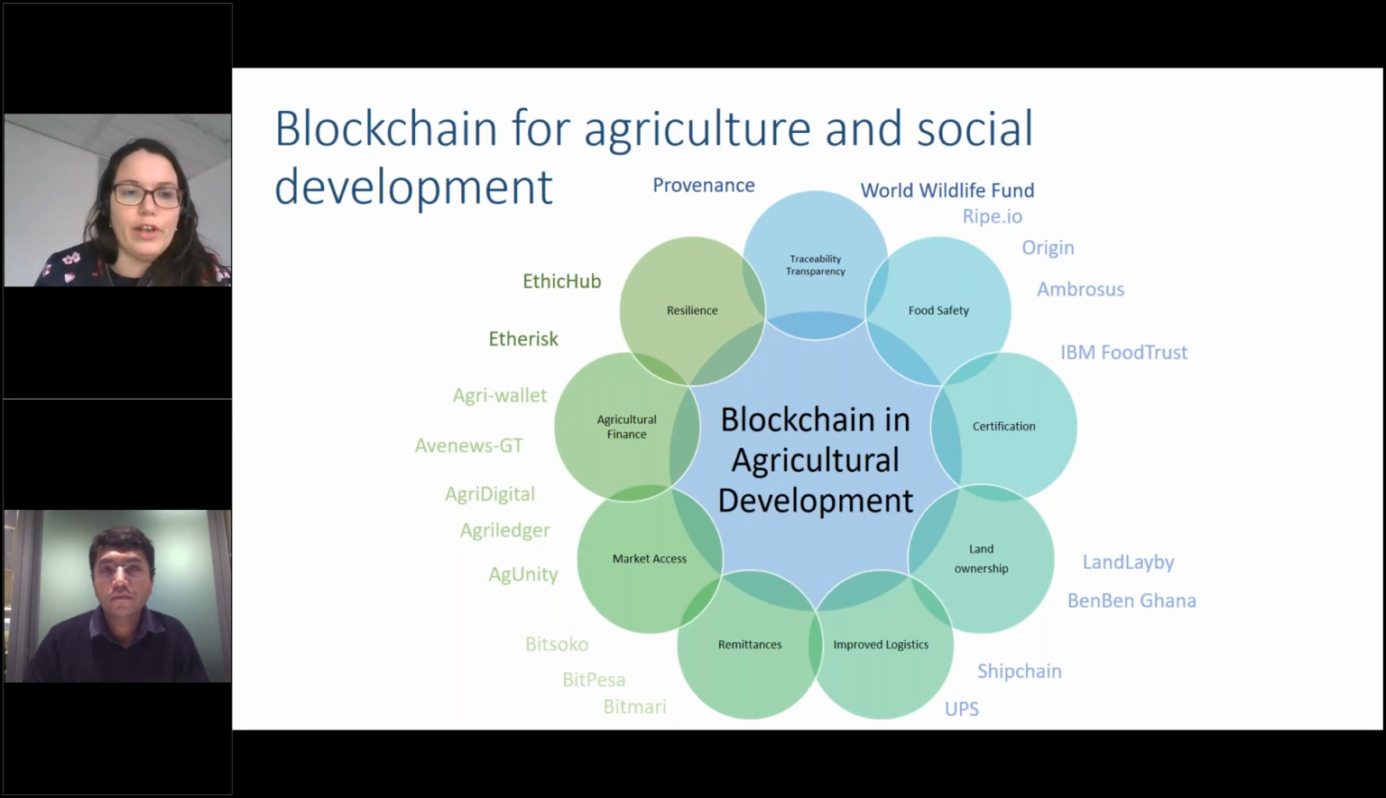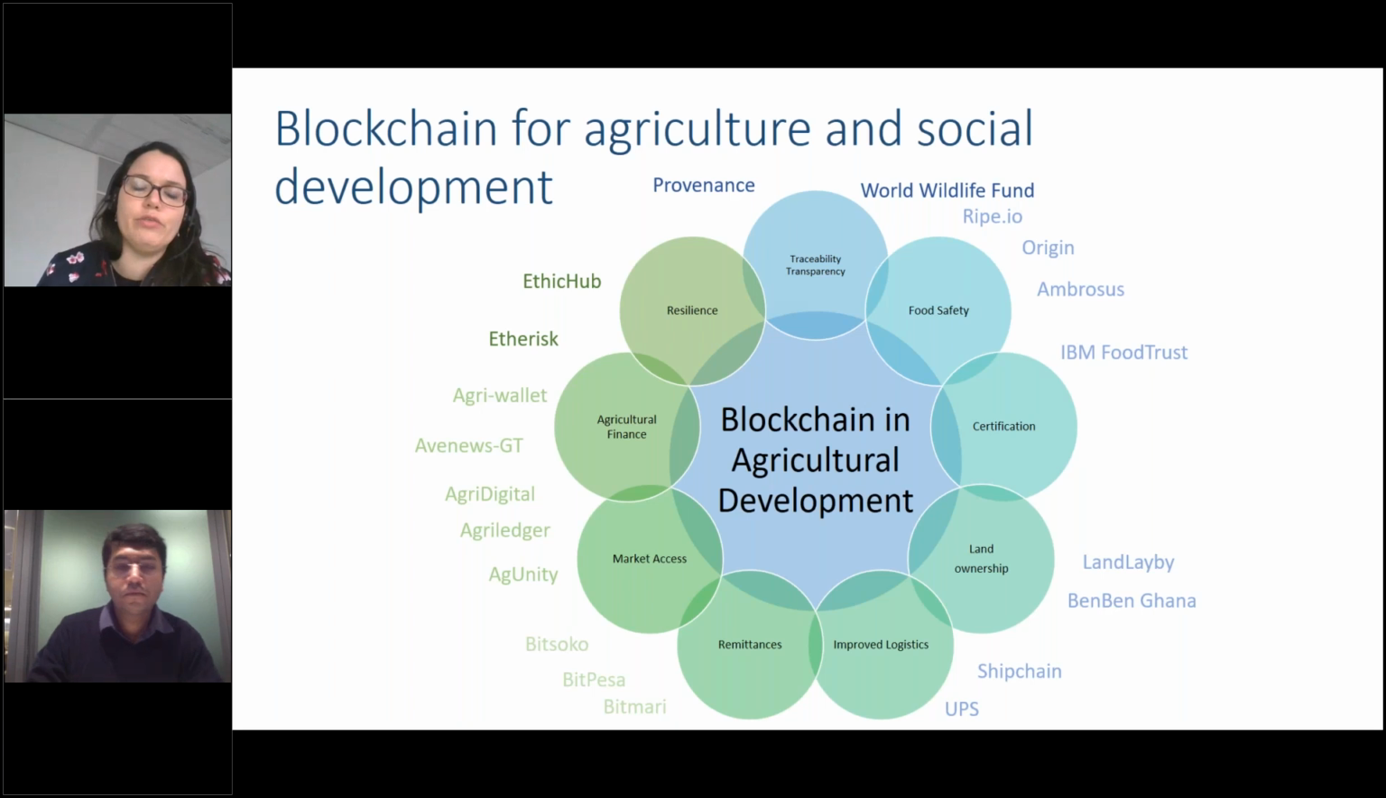So for example, you see on the left EtherRisk, which is applying it for insurances and finance. On the right side, with food safety and certification, you can find IBM Food Trust. And often in these cases, when it's about food safety or certification, they'll often use a closed type of blockchain. So this is a permissioned blockchain. And when we look at remittances, market access, this will often be more like an open type of blockchain, so a distributed blockchain.